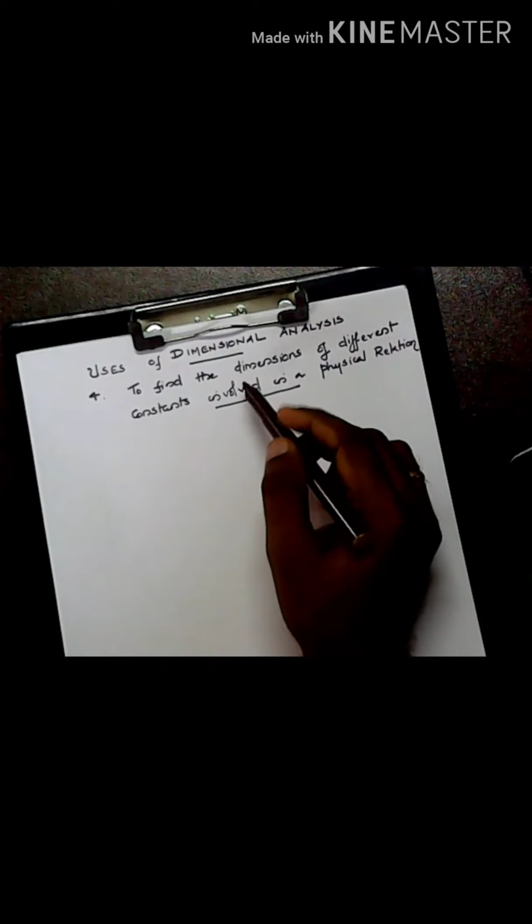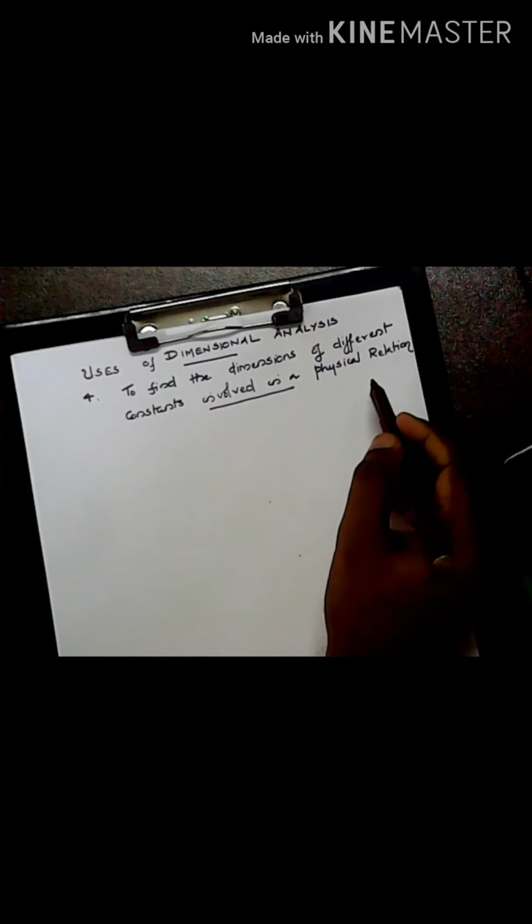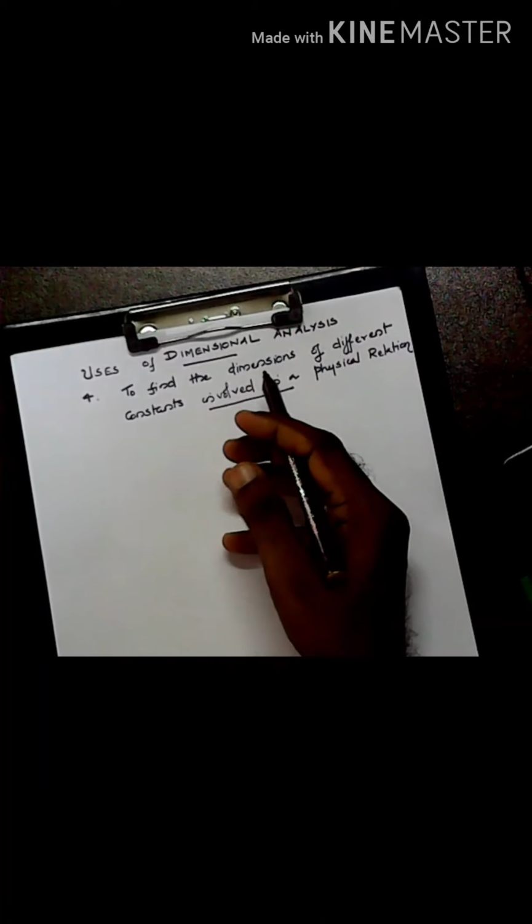Hence, we can discuss the fourth use of dimensional analysis. The dimensional analysis will help you to find the dimensions of different constants involved in a physical relation. And before coming to the problematic situations, നമുക്ക് രണ്ട് പ്രധാനപ്പെട്ട കാര്യങ്ങളെക്കുറിച്ച് നമുക്കൊന്ന് ഡിസ്കസ് ചെയ്യാം.